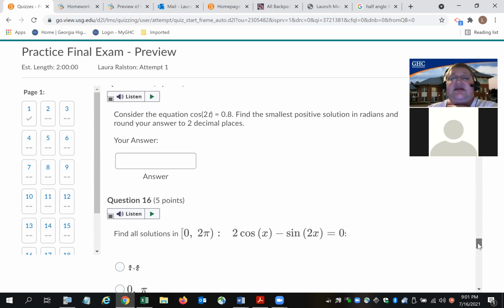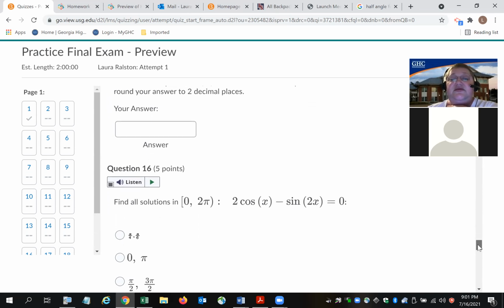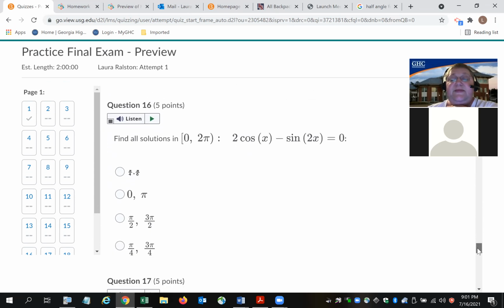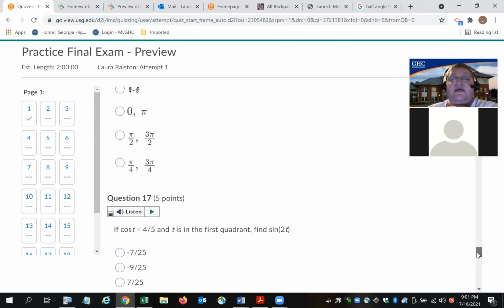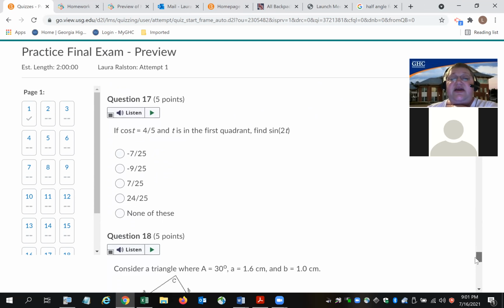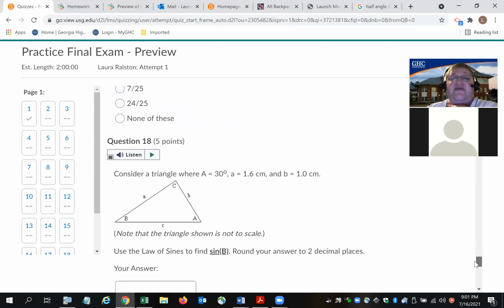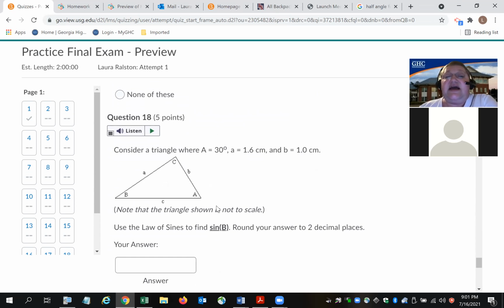(15, 16). Then you got your double angle, it tells you to use law of sines. Guys, here's the other thing.